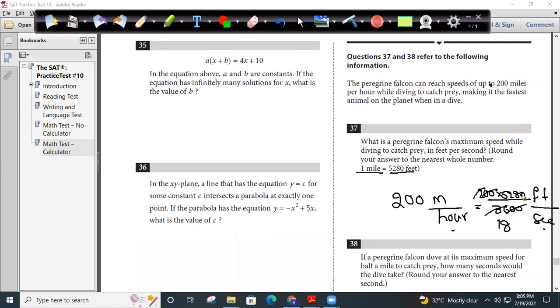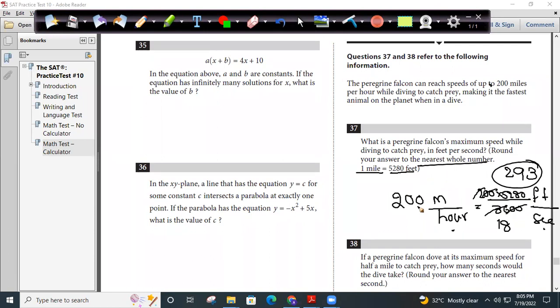5,280 by 18. Even I'm not that smart to do it using my brain, but it should be close to 300, because 3 into 18 is 5,400. The answer should be close to 300, but he's asking for the exact answer. It's not a multiple choice question. Please do it. Yes, you will get 293. You need to round off to the nearest whole number. That is also important. So the answer should be 293.